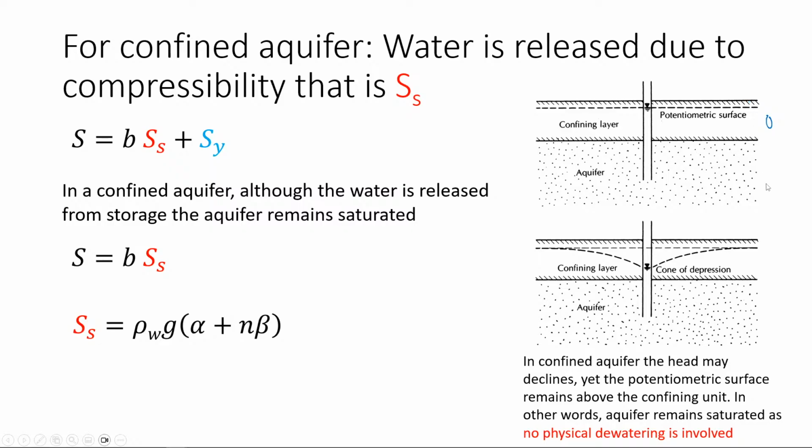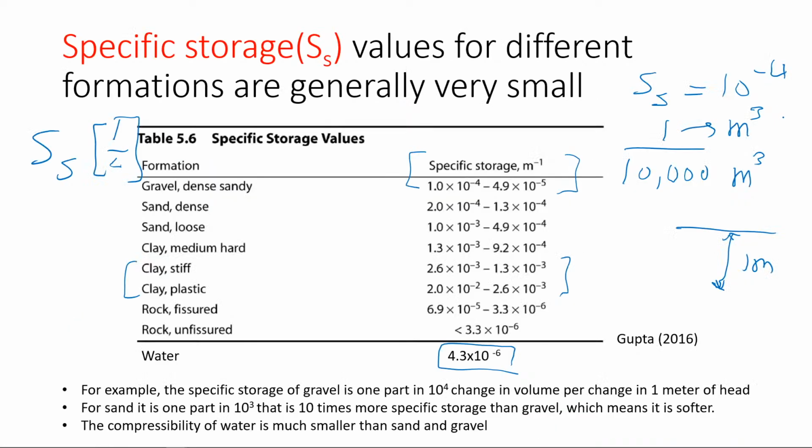I will release 1 meter. So this is 1 meter cube of water. I will release 1 meter cube of water per 10,000 meter cube of aquifer volume per 1 meter drop in head. So for each 1 meter drop in head, I will release 1 meter of water from this volume of an aquifer.